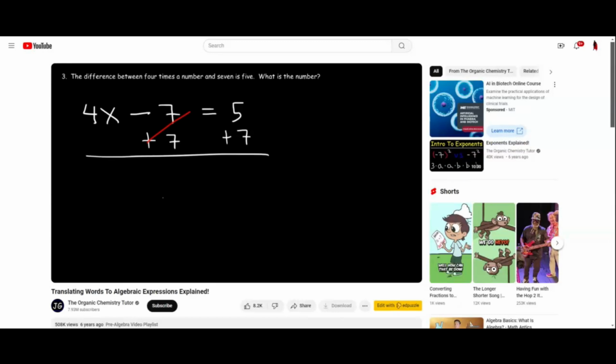5 plus 7 is 12. And now let's divide both sides by 4. So x is equal to 12 divided by 4, which is 3. And that's it for this problem. So whenever you hear the word difference or less than, you're dealing with subtraction. If you hear the word sum or more than, you're dealing with addition. So just keep those things in mind.